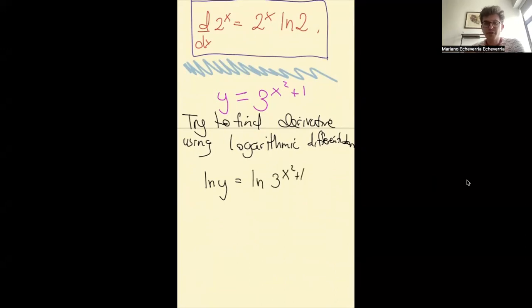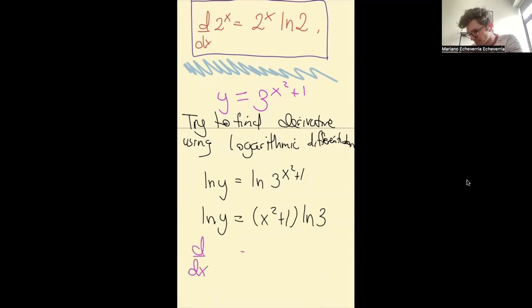There's no simplification that you can do to the left-hand side. That's just ln of y. But on the right-hand side, you can use the property of log that it brings down the exponent. The exponent in this case is x squared plus 1, so you put x squared plus 1 times ln of 3. Is that making sense? After that, it is more or less indistinguishable from what we did in the previous example. So you take the derivative on both sides with respect to x.